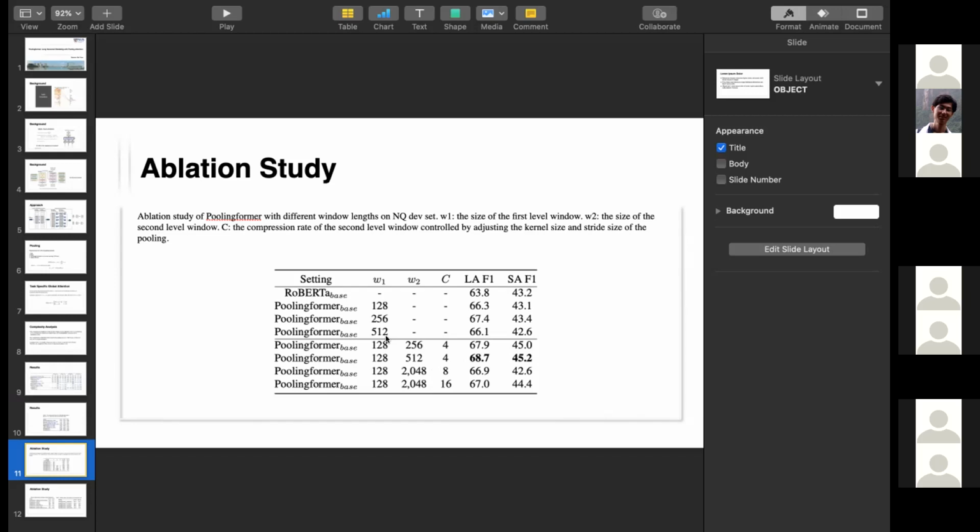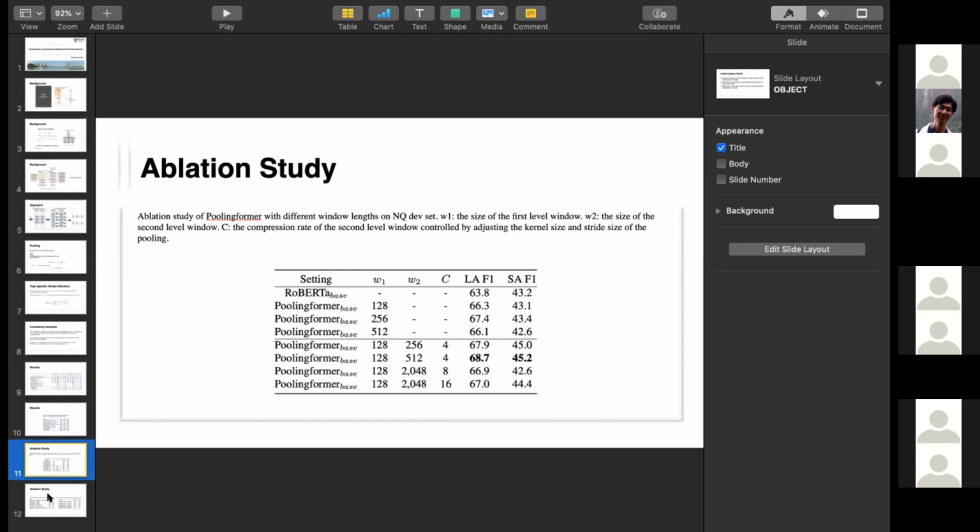So there is a very interesting conclusion here: when we set the sliding window size to be 512, you can see the performance is actually dropping. And they speculated that it's because when we put in a larger sliding window, it might be harder for the transformer to capture the relationships. So that makes sense. Yeah, that's an interesting point.